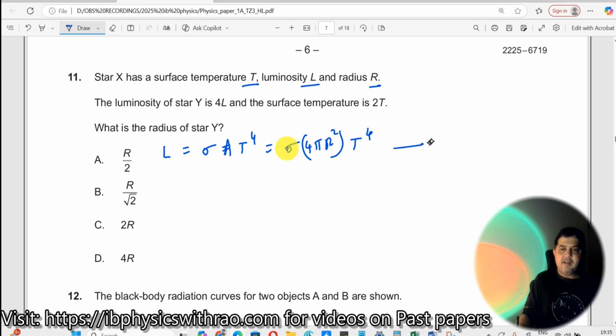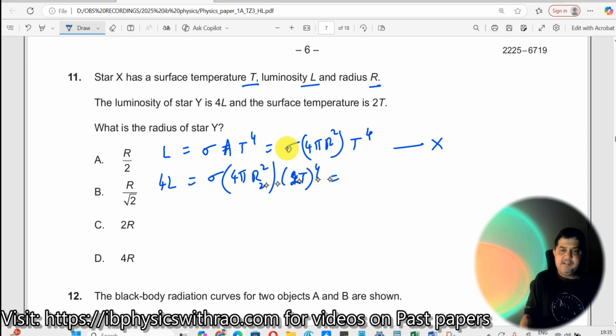This is what I have done for star X. Luminosity of star Y is 4L. I'll write 4L is equal to the same formula once again, and the surface temperature is 2T. Sigma into, okay, the radius is not given over here. So I'll write 4 pi into R2 square multiplied by the temperature 2T to the power of 4.